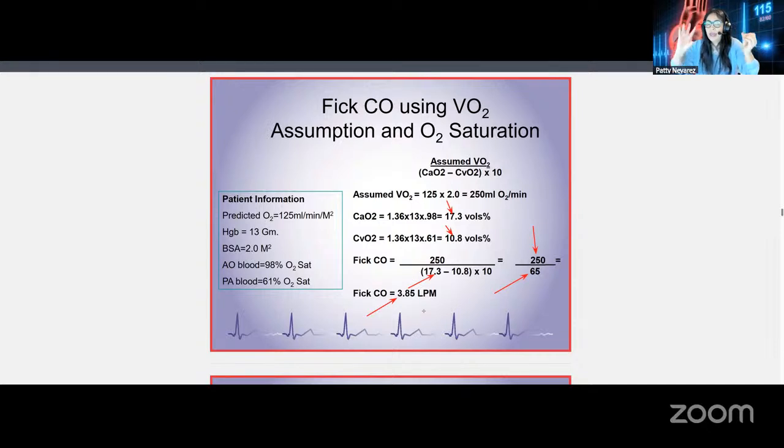So it was just a matter of looking where the items are. When it says here volumes percent, that unit does not need to be added to the formula. So just remember that your FIC, or the cardiac output in general, has to be at the end liters per minute cardiac output.